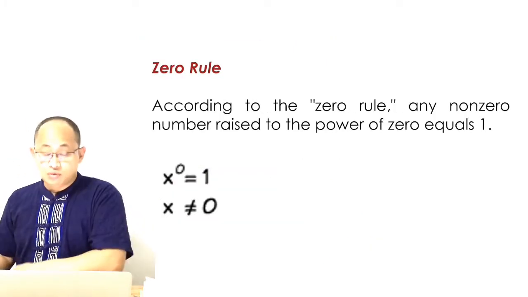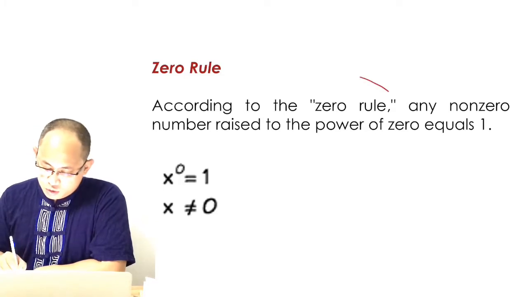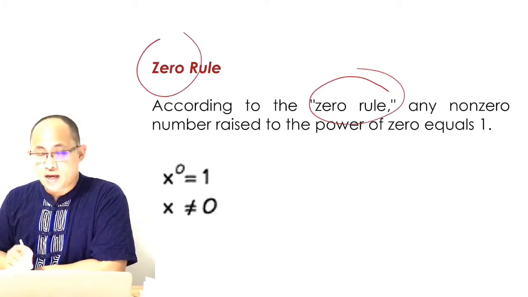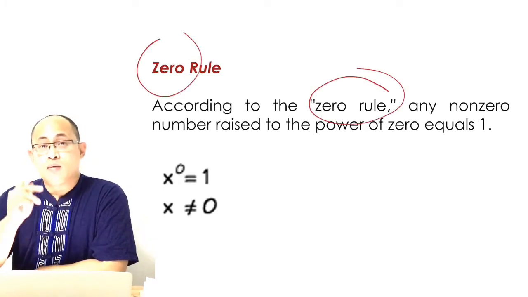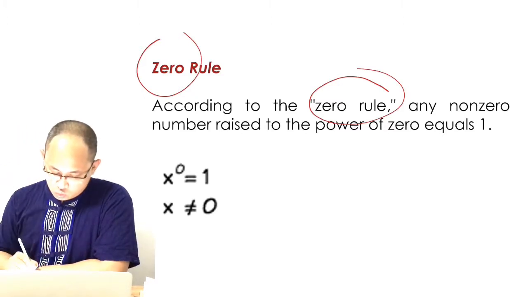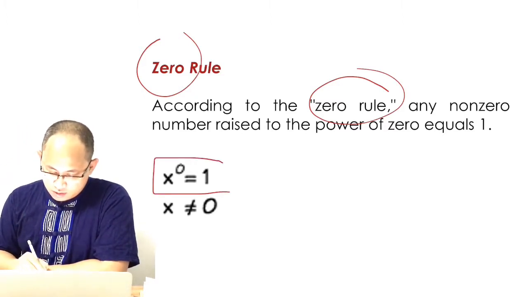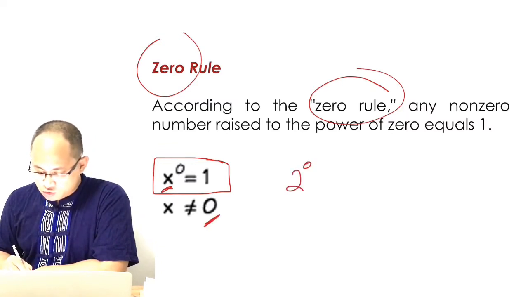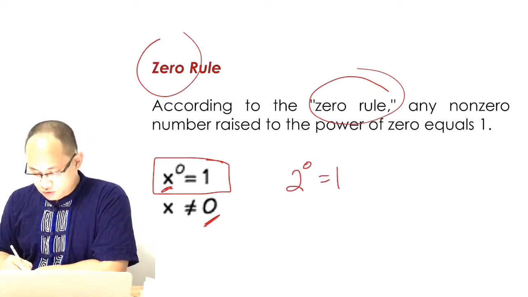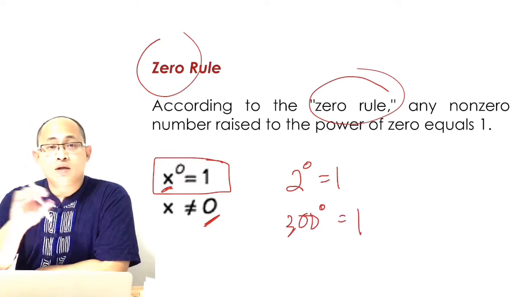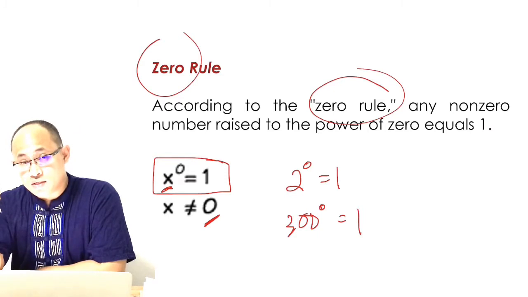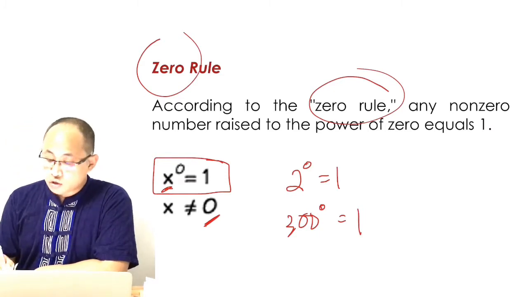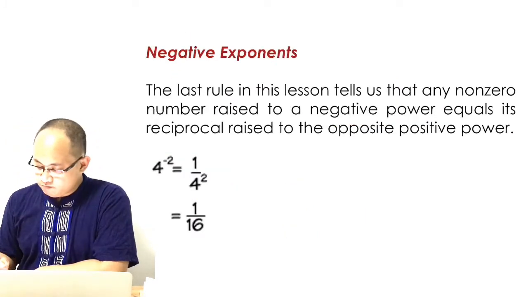Next rule, zero rule. It means an exponent of 0. Any number raised to the power of 0, the answer is 1. Look at the pattern, as long as the base is not equal to 0. So if you have 2 to the power of 0, the answer is 1. 300 to the power of 0, the answer is 1. So no matter how big the number is, when the exponent is 0, the answer is automatically 1.